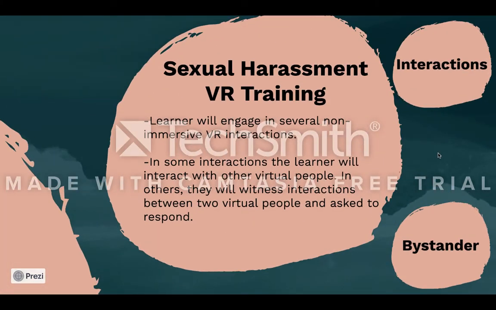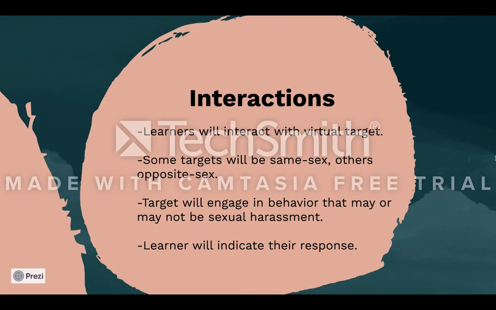With virtual training for sexual harassment training, the learner will engage in several non-immersive, again, virtual reality interactions. In some of those interactions, the learner will interact with other people who are virtual. In other interactions, they will witness people talking and interacting together in a virtual world. So they're bystanders in those situations. In the interactions they will engage in, first of all, they will interact with one or more virtual targets. There will be several of these interactions. It's not just one and then they're done.